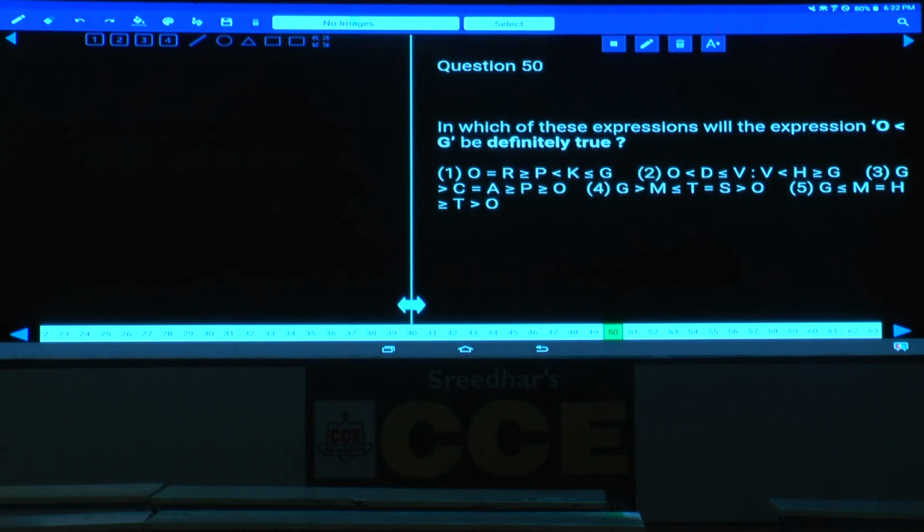Then question number 50, O lesser than G definitely true. Now in the first one, there is 1 greater than, 1 lesser than, 2 opposite symbols, ruled out. Second one, O to V, V to Z. O to V, what is the symbol here? O lesser than V, and V between V and G, there are 2 opposite symbols, that is ruled out. And third one, G and O, G greater than O means O lesser than G, definitely true. Then what is your answer here? Choice 3. Now question number 50, choice 3 is the answer.